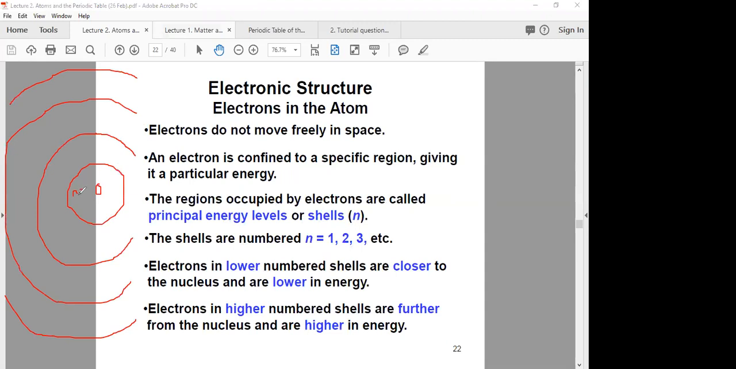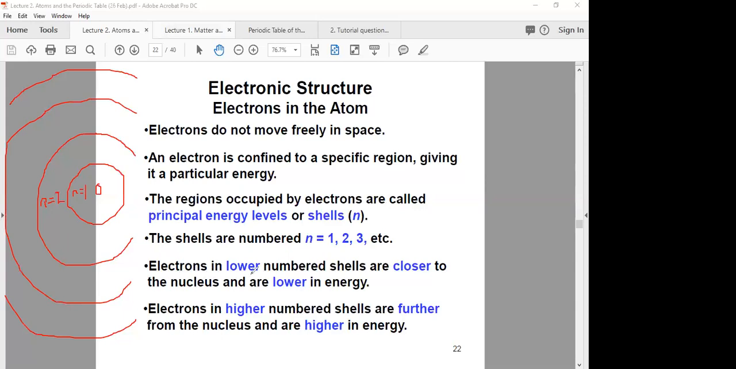N equals 1, N equals 2. Oh, that's dreadful. You'll get used to my dreadful drawing, by the way. All right, and so on. Okay, so that's what the shells look like, or principal energy levels.